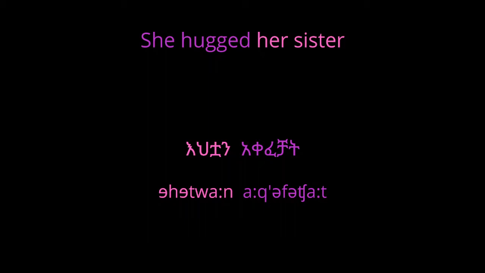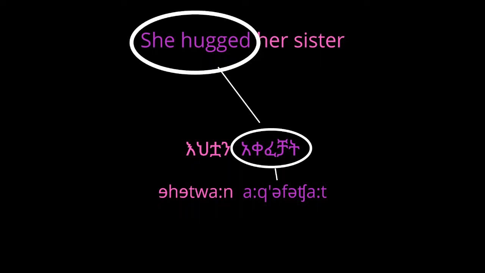እህቷን አቀፈቻት. When there is a context, you don't have to mention a name. If the people who are talking all know that the subject is Sarah, they can simply say እህቷን አቀፈቻት, even without the pronoun እሷ, she, which is implied in the verb አቀፈቻት.